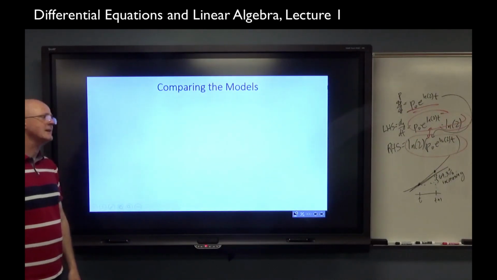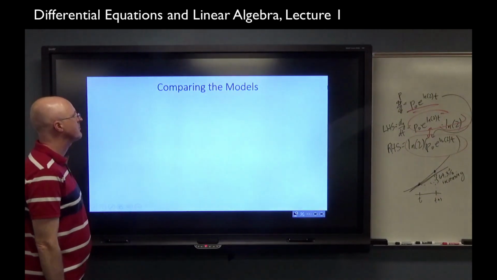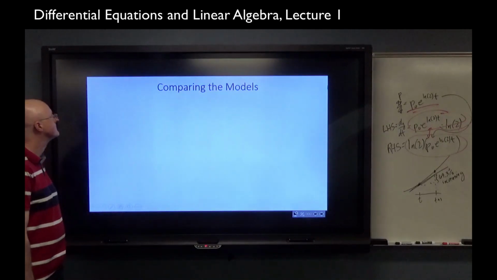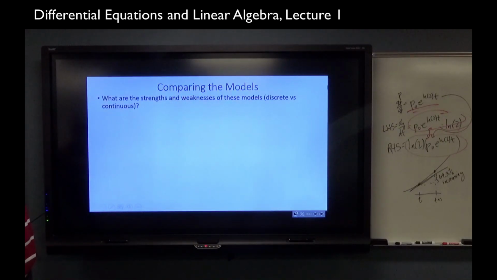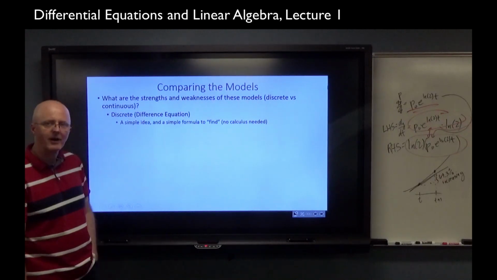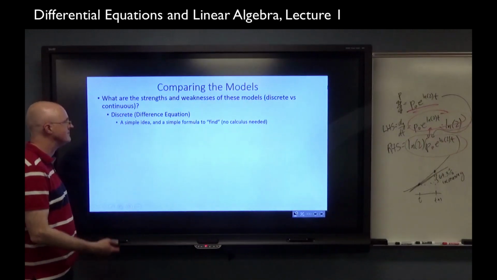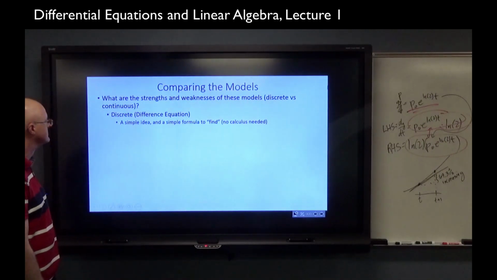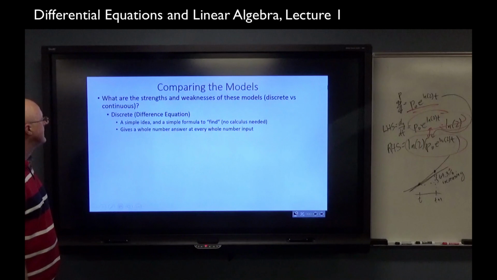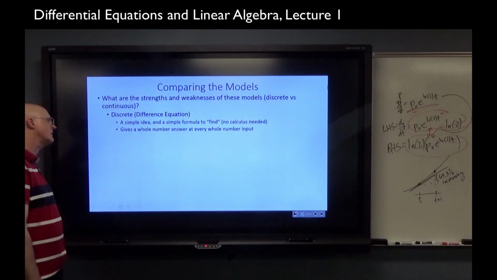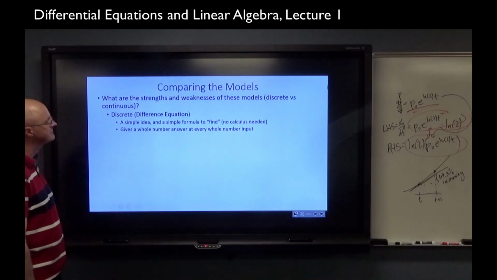We're getting close to the end here, hang on. Let's think practically, let's compare the models. What are the strengths and weaknesses of discrete versus continuous? Discrete, the difference equation, is, well, it's simple. It's a simple idea and a simple formula to find. No calculus needed, right? You don't need any calculus for the difference equation, where you just guess the answer by pattern recognition. It gives a whole number answer at every whole number input, at least for this example.